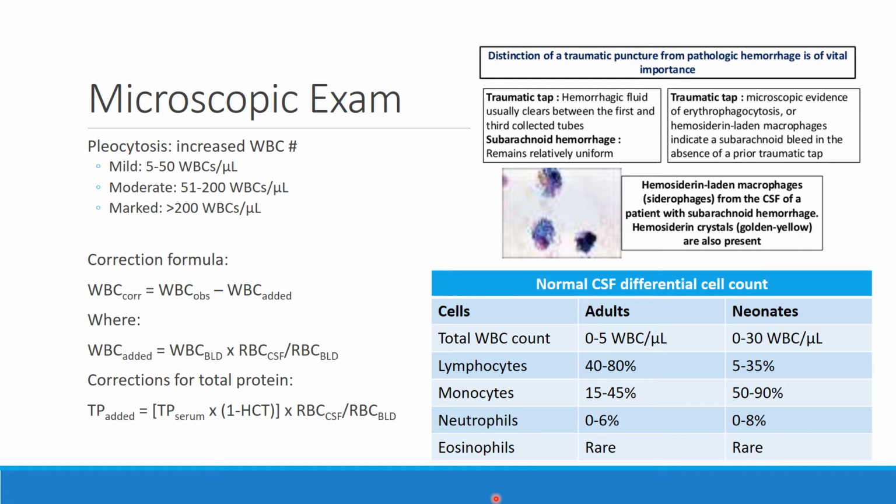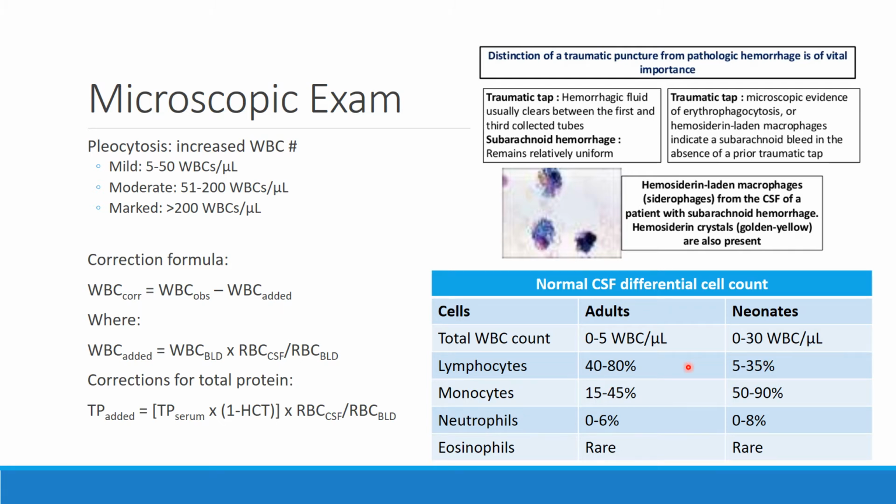When you do the total count, normal for adults, there are a few white cells within the CSF normally. It's not like they're completely absent from the CSF. 0 to 5 per microliter, that's about right. Neonates, you'll see here, it's slightly higher. Part of that is the fact that they have a slightly less well-developed blood-brain barrier, and also they're building their own immune system, so they've got a lot of work to do there.